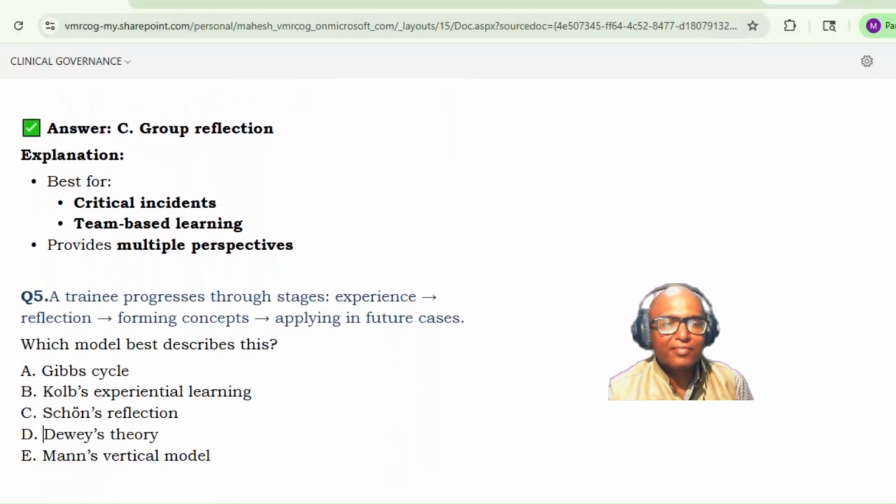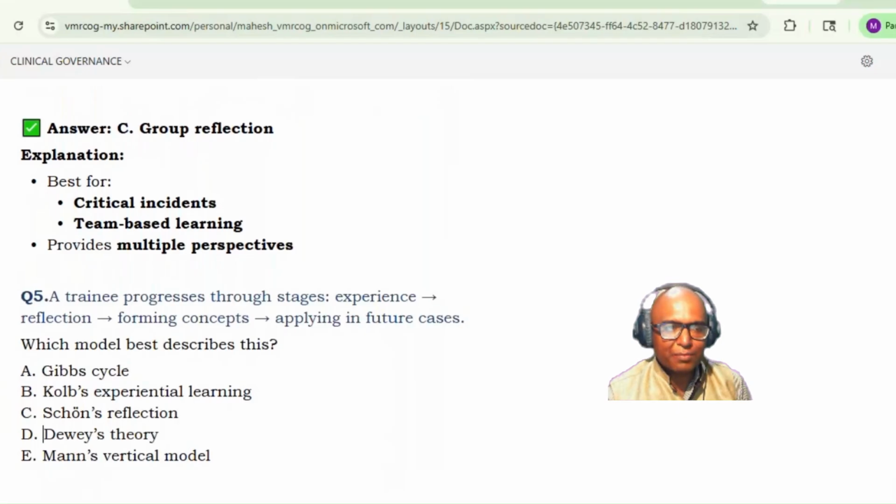A trainee progresses through stages: experience, reflection, forming of concepts, and applying in future cases. Which model best describes this? A. Gibbs cycle, B. Kolb's experiential learning, C. Schwann reflection, D. Dewey theory, E. Mann's vertical model. This is B, Kolb's learning. Yes, it is a continuous learning process. It is a learning cycle.